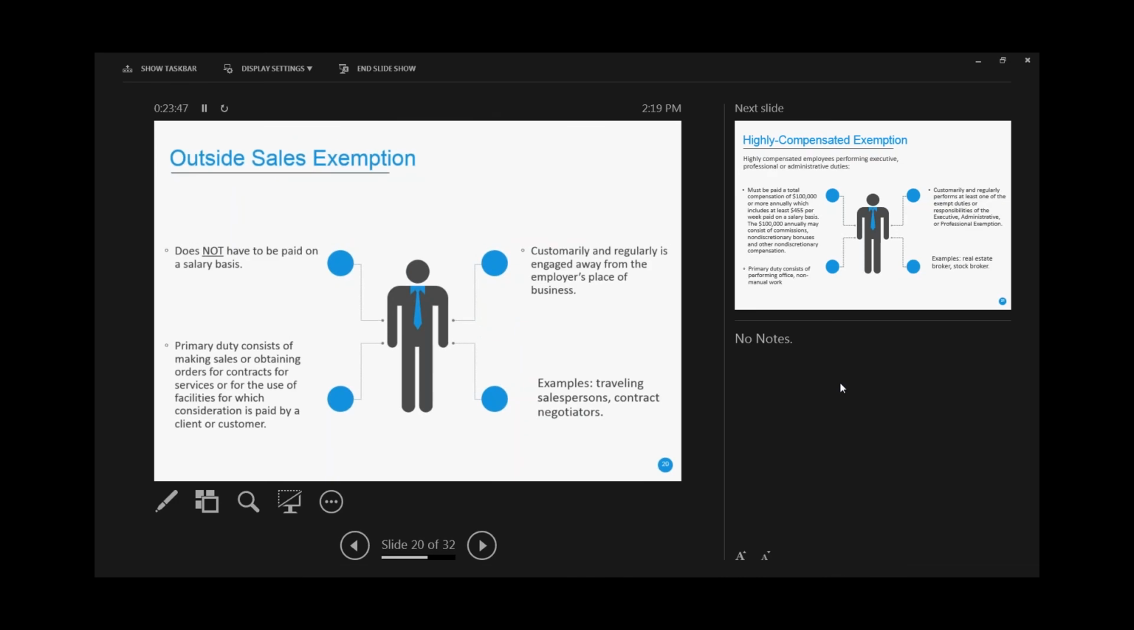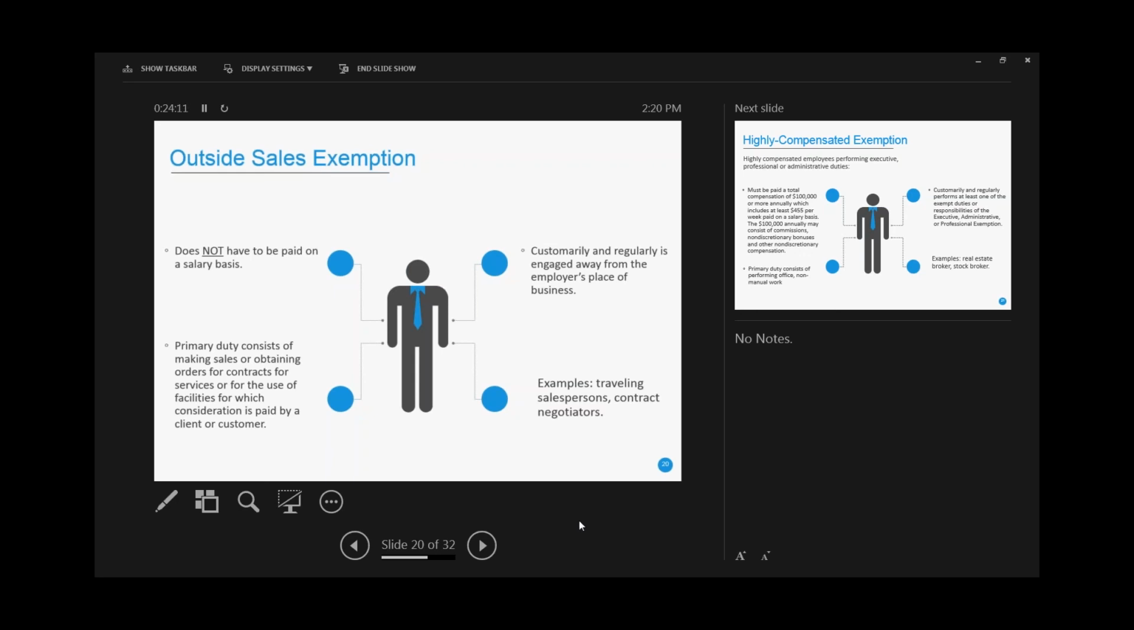So for the outside sales position, there's not a salary that we need to pay for an outside salesperson. So there's no minimum salary. You can basically make a salaried person 100% commission and they can still be exempt. So there's no minimum salary required for the outside sales exemption. This means the employees in this exemption status are also exempt from the minimum wage provision of the Act.